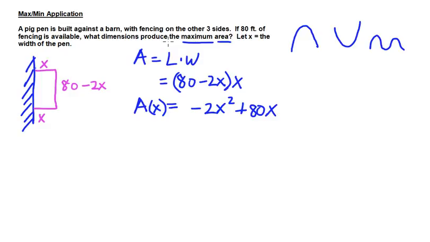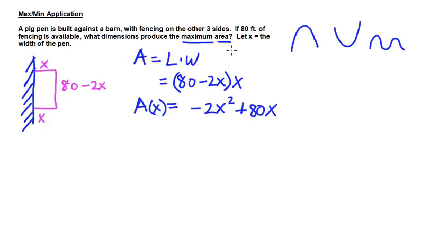Next, I'm going to go back to the idea of finding the maximum area. And whenever we look for the maximum, that's the high point. And in relation to our quadratic function, which is a parabola, this is a face-down parabola because it's got a negative coefficient in front of the x squared. And for this face-down parabola, that high point is going to be the vertex. So whenever we see maximum or minimum, we generally will jump to the idea of it being the vertex.